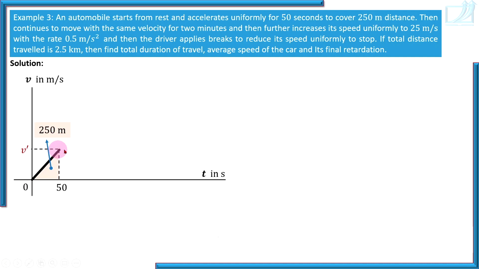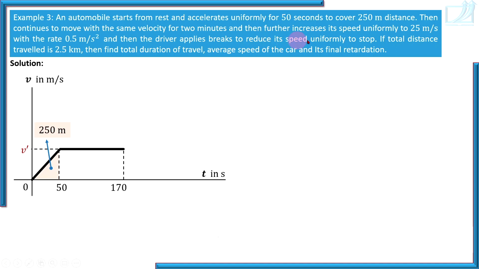Then continues to move with the same velocity for 2 minutes. So that is what we will show. So 2 minutes means add 120. 2 minutes means 120 seconds. So this time instant is 170.